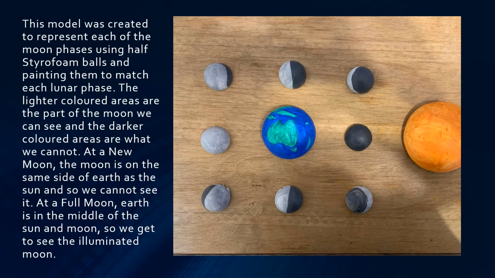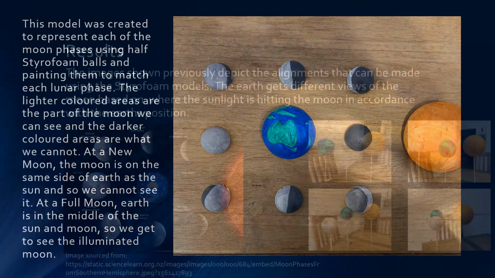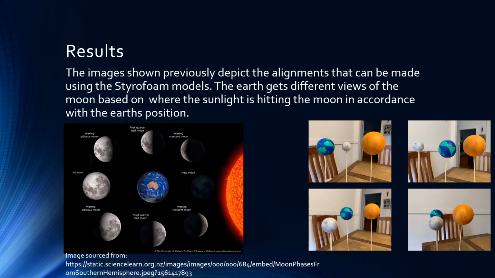As noted before, I created a separate model demonstrating the different moons and the alignment that creates this phase as an optional task in the method for students to create their own lunar phases. The light-coloured areas on each resemble the parts of the moon that are illuminated that we can see from Earth during the different phases. The images shown depict the alignments that can be made with the styrofoam models to show the moon phases based off where the sunlight is hitting them from the moon.